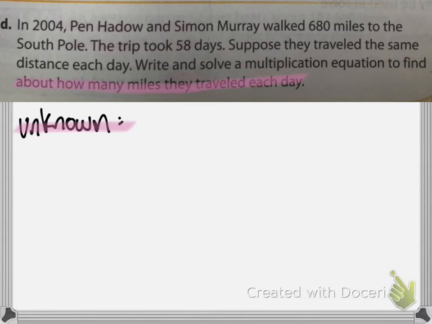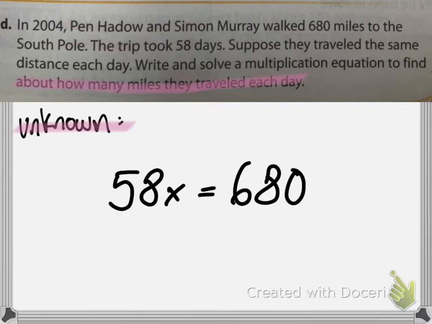So Marjorie, what did you get as your equation? I got 58 times x equals 680. Perfect. 58x equals 680. How did you know it was 58x and not 680x? So I knew it was 58x because on the top, it says walked 680 miles, so like the total, I guess.